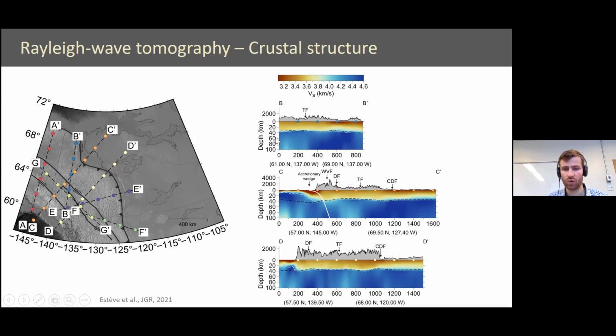And here along BB prime, going through the Cordillera, we see that there are higher velocities in the lower crust in northern Yukon. And again in DD prime, we see that below the Mackenzie Mountains there's this region of low velocity, and then a higher velocity in the lower crust there. And just to mention that the black dashed line here is the input MOHO, and the white dashed line is the output MOHO from the inversion.